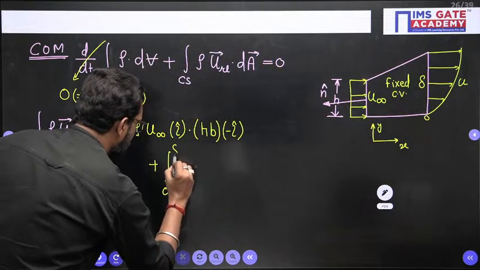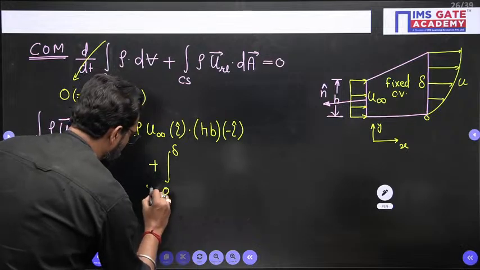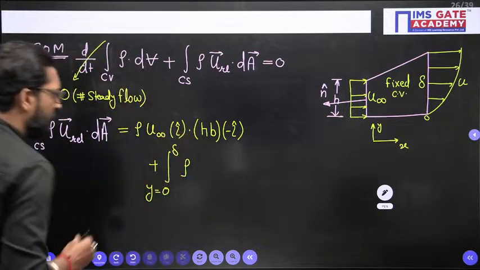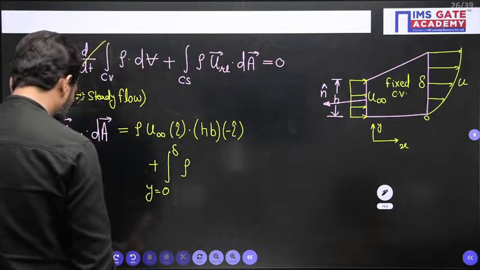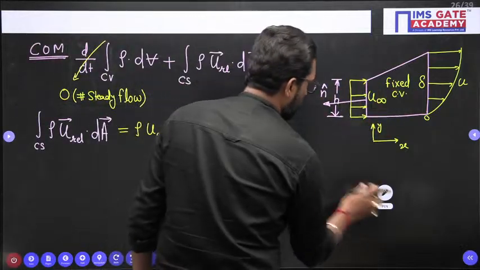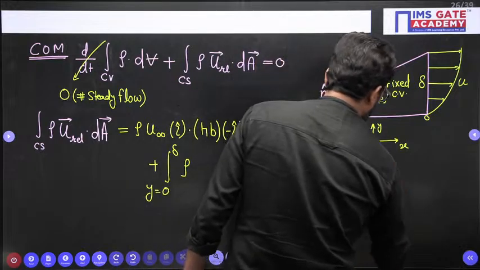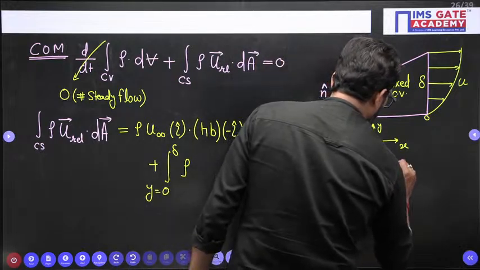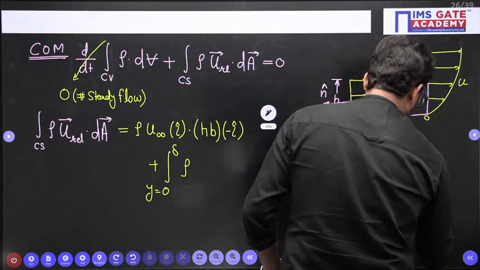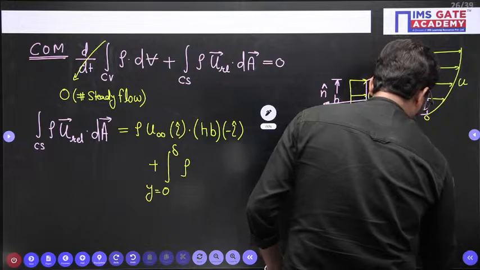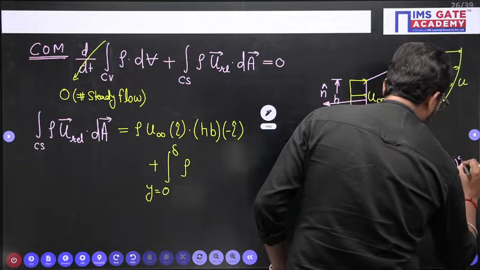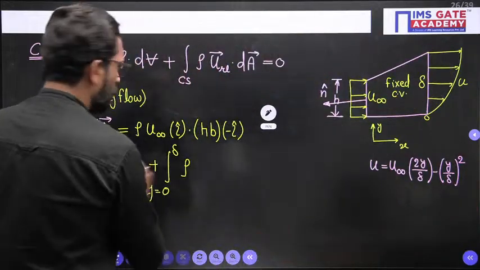0 to delta, and this is your differentiation with respect to y. That means y is equal to 0 to delta, into density. Clear now? Into density. What is the relative velocity here? Relative velocity is only u. And what is the u here? It is given. U is equal to U infinite into 2y by delta minus (y by delta) whole square. This is the velocity. So put this velocity here.